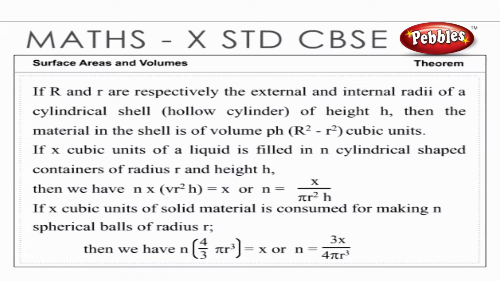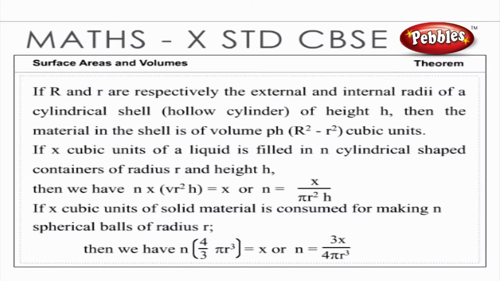If capital R and lower r are respectively the external and internal radii of a cylindrical shell of height h, then the material in the shell is of volume pi h into (capital R squared minus lower r squared) cubic units. If x cubic units of a liquid is filled in n cylindrical shaped containers of radius small r and height h, then we have n into pi r squared h is equal to x, or n is equal to x by pi r squared h.